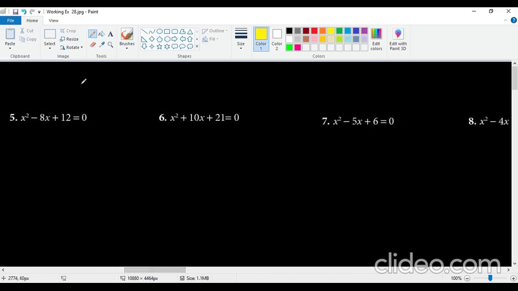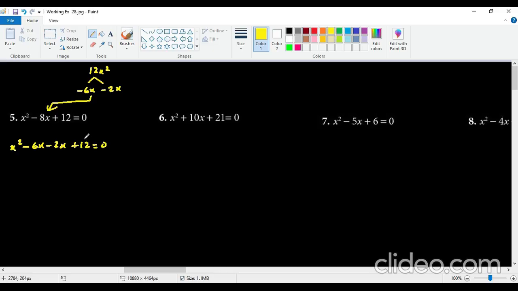Now it is 12x square. 12x square should be divided in such a way to give you minus 8. So you can have minus 6x and minus 2x. So when we add these two, it gets minus 8x, and when we multiply together, it gives us 12x square. So x square minus 6x minus 2x and plus 12 equals 0.